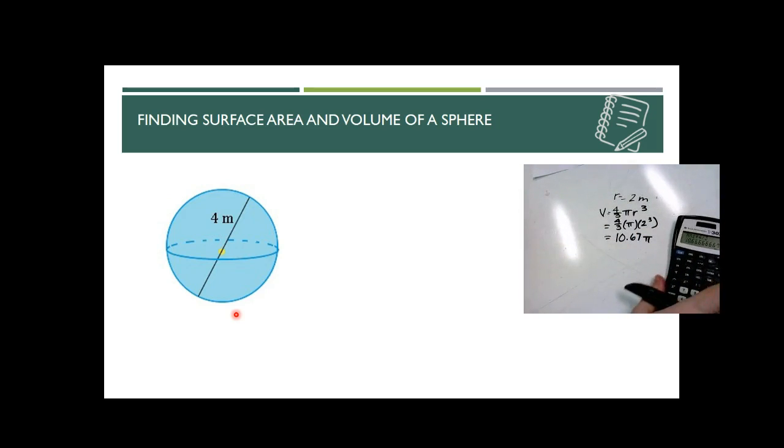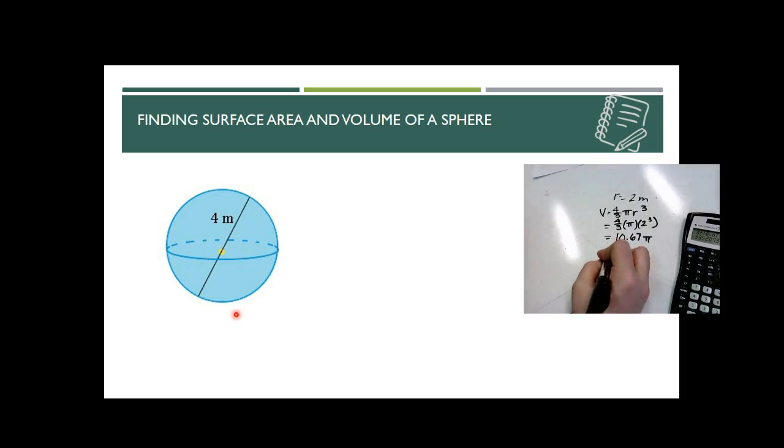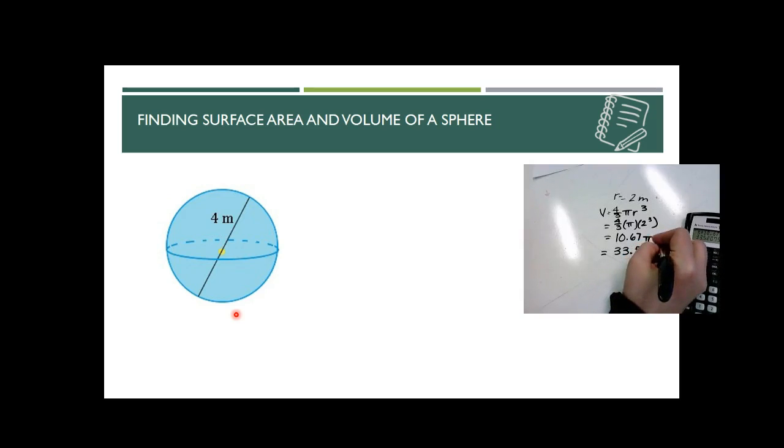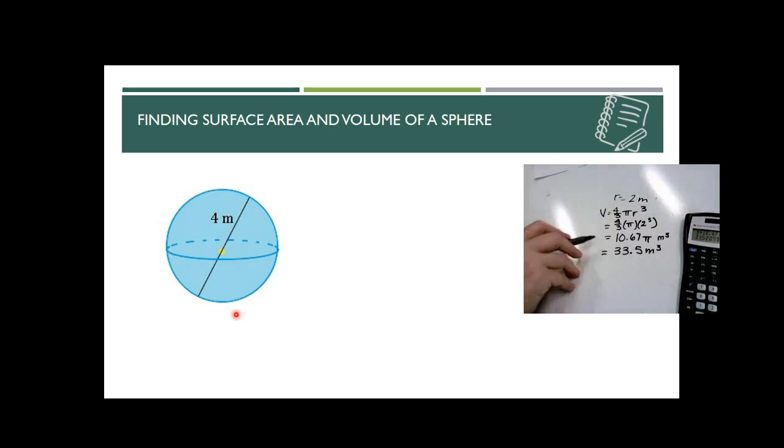And then if I want to make that an estimate, I'm going to go ahead and take that answer and multiply it times pi. And I'll get 33.5. And my original, again, was in meters. I'm looking for volume, so I know that's in cubic meters. Okay. Remember, leaving it in pi format is the exact answer, and then multiplying it out is the estimate answer.